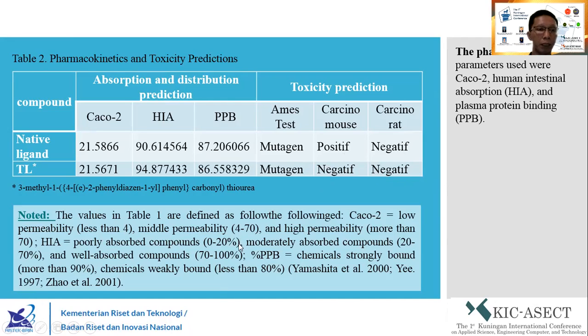These are the limits of the pharmacokinetic parameters. For example, CaCO2: low permeability if the data is less than 4, middle permeability if we get 4 until 70, and high permeability more than 70. If we look at percent plasma protein binding, a chemical is strongly bound if the data is more than 90%, and weakly bound if the data is less than 80%, according to Yamashita, Yi, and Zhao.